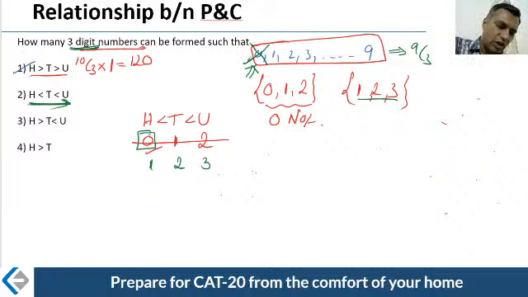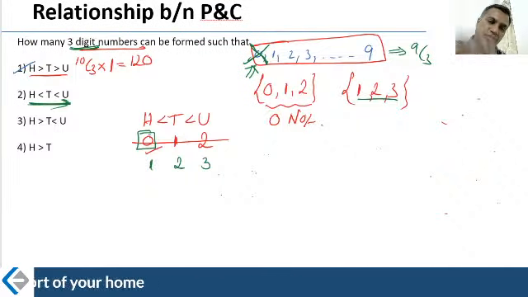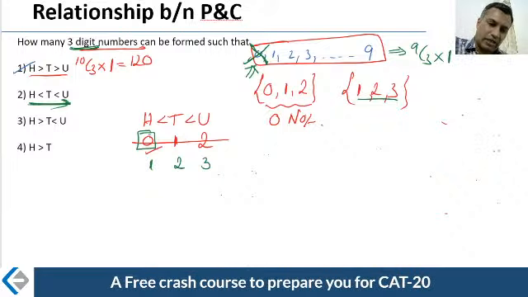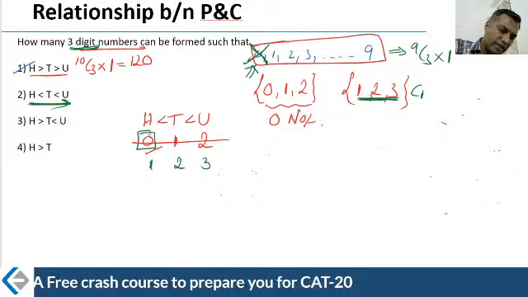9C3. Why? Because 0 cannot be used. If 0 cannot be used, I can use any of the remaining 9 digits. Therefore you are forming 9C3, and only one number is possible for every case. Now look at this particular case: when you took 1, 2, 3, how many numbers were possible? Only one number.